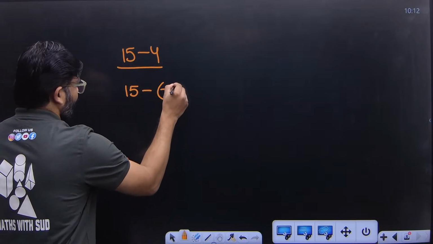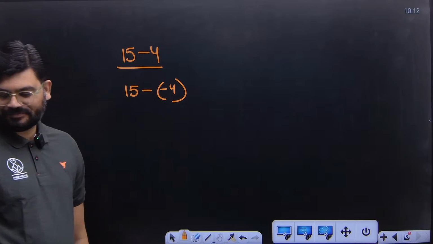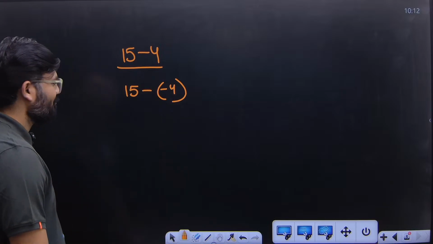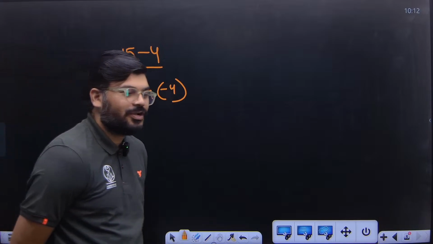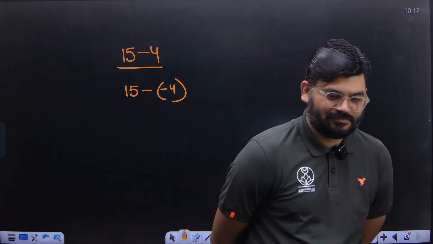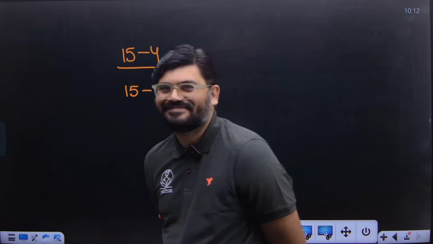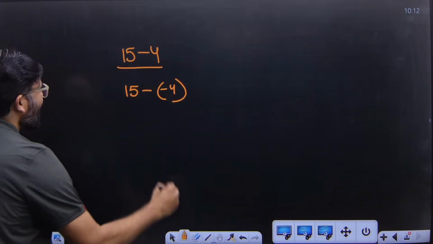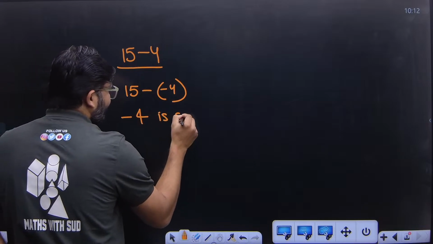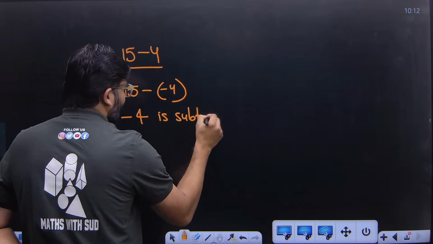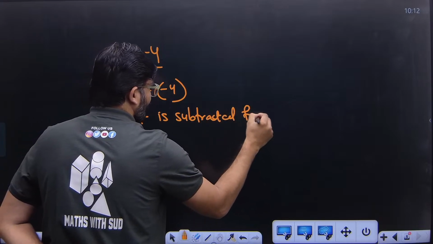Now a bit tougher question for you. Watch carefully. Now tell me for this. Oh, I forgot the name of it. So it is negative. Negative 4 subtracted from 15. Wow. So you will say negative 4 is subtracted from 15.